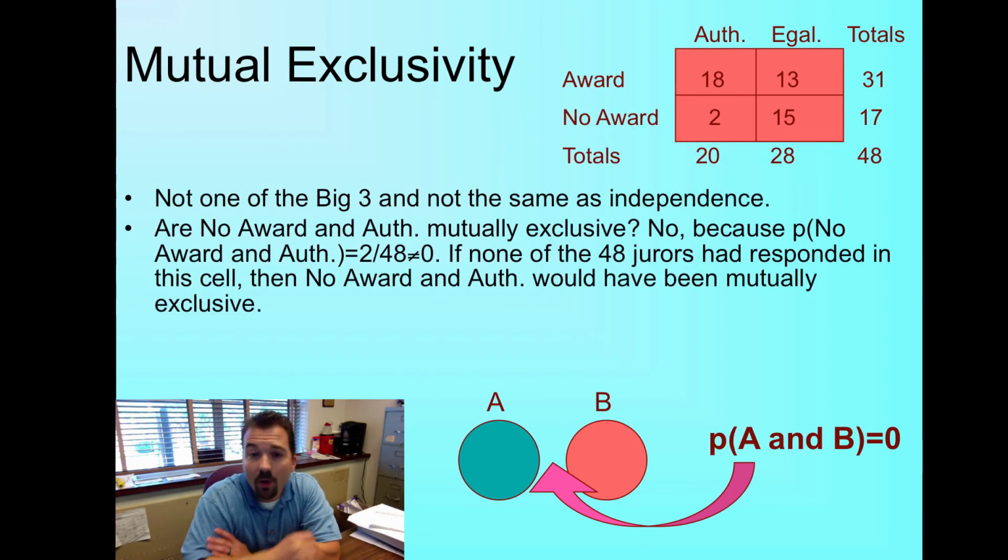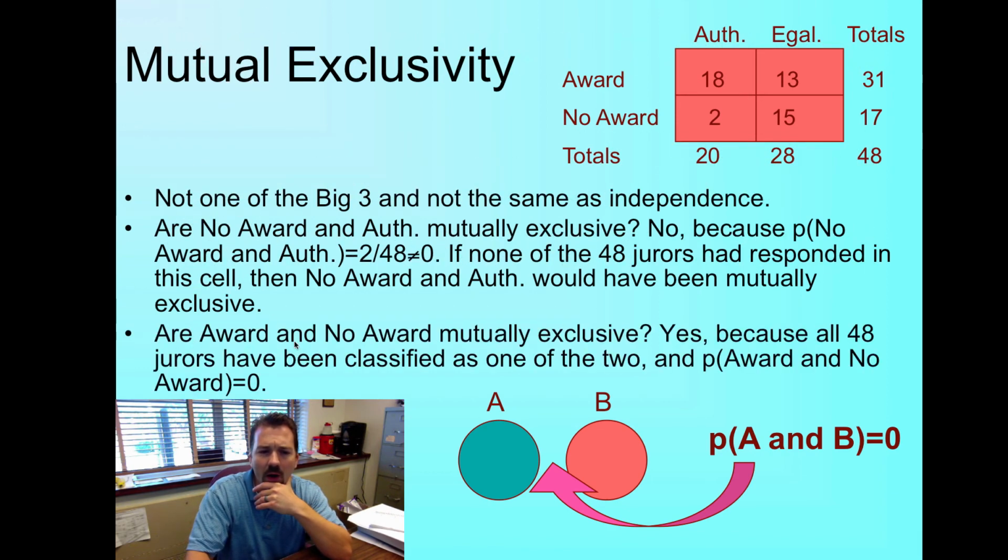Are no award and this row here, authoritarian, mutually exclusive? Well, if none of the 48 jurors had responded in this cell, no award and authoritarian, but there's two here. If it had been 0, you can say that they're mutually exclusive, but they're not. There's a couple people in here, so they in fact are not mutually exclusive.